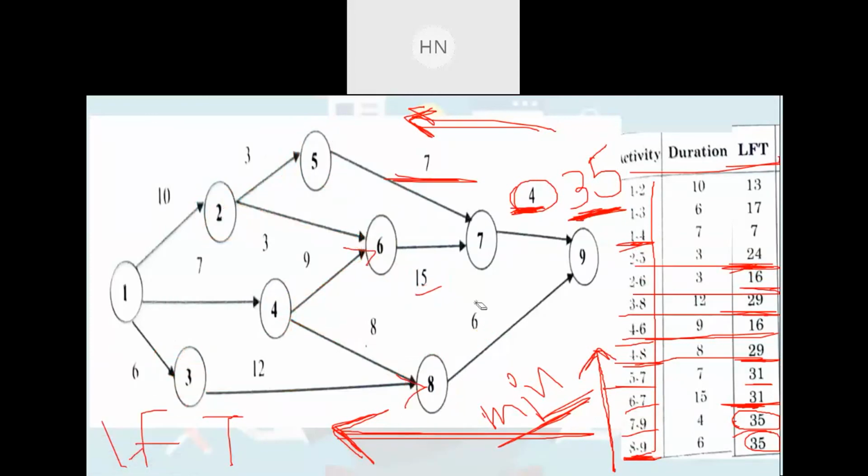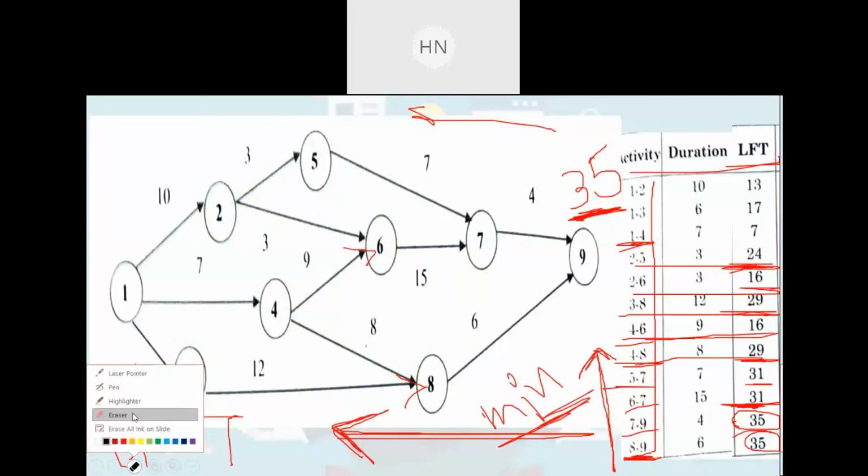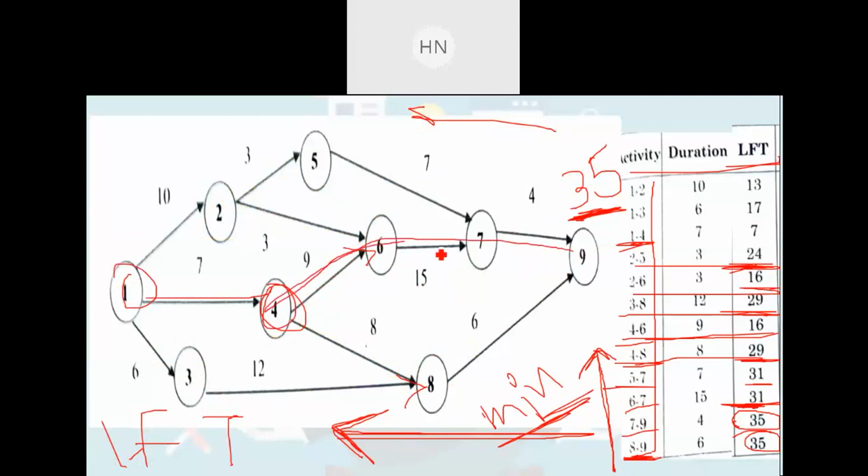Let me erase this first. 1 to 4. To reach up to this fourth event from the right side, we are having two options. One is this path that I'm showing, and another is this path. So for the first option, if we deduct 4, 15 and 9, you will be getting a different answer. If we deduct from 35, for example, 15, 9 and 4, how much answer will we be getting?